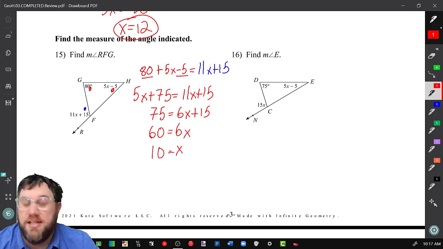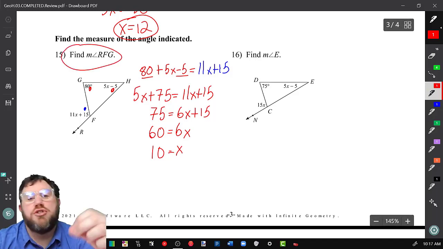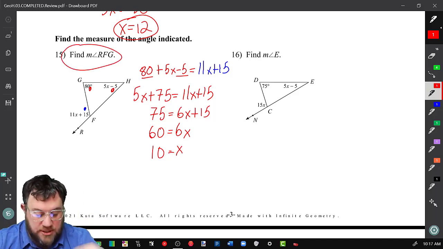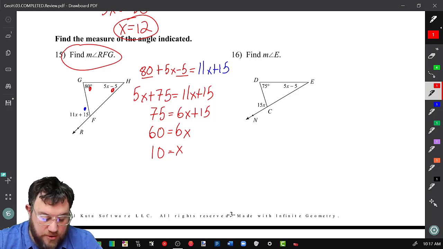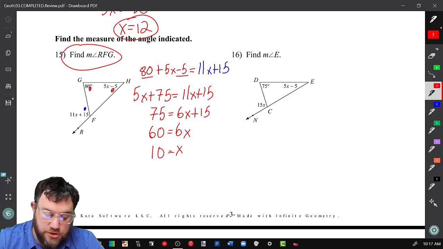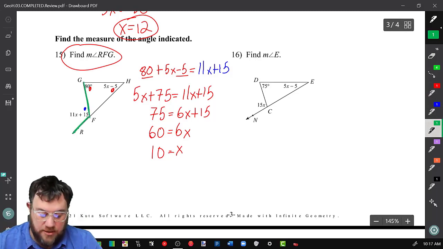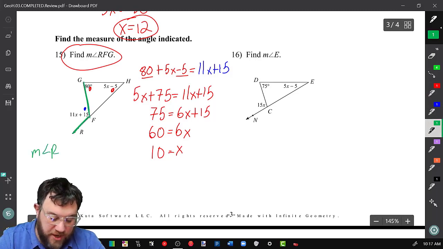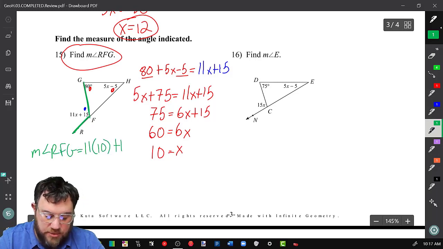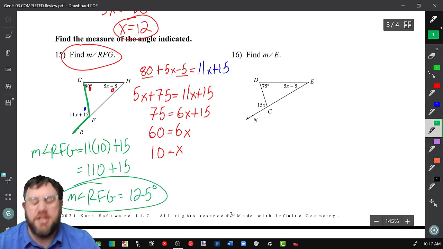This doesn't tell us to find x. Make sure you read the directions. This tells us to find angle RFG, which is this angle, the blue angle. So the measure of angle RFG equals 11 times 10 plus 15. That will be 110 plus 15. So the measure of angle RFG equals 125 degrees.